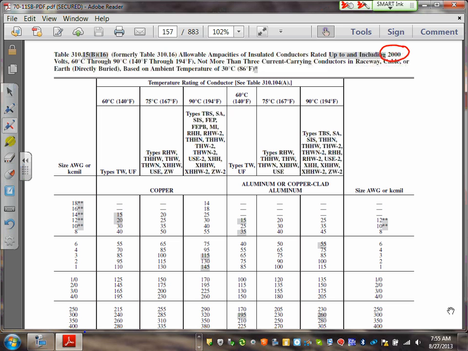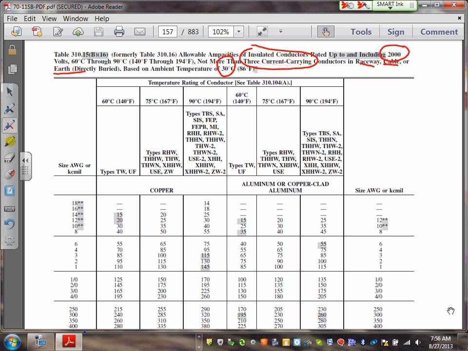Up to 2,000 volts. Not more than three carrying conductors. I will highlight this one. In a cable or in a conduit, or directly buried underground. Based on an ambient temperature of 30.